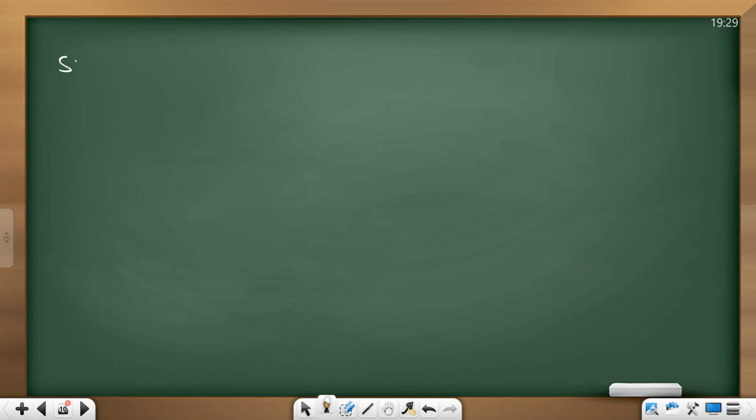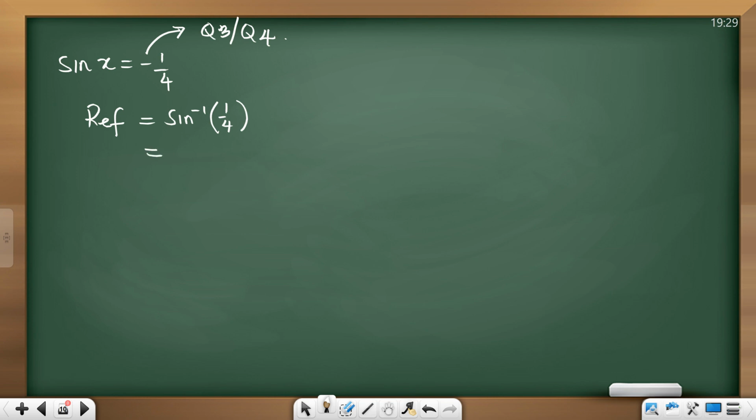Okay, let's solve. General solution again, right? What does negative tell us? We are in what? Talk to me. Q3 and Q4. What is our reference angle, by the way? It's going to be the arc sine of 1 over 4. Do you want to give me an answer? 14,48. Okay, so in Q3, what are we solving?